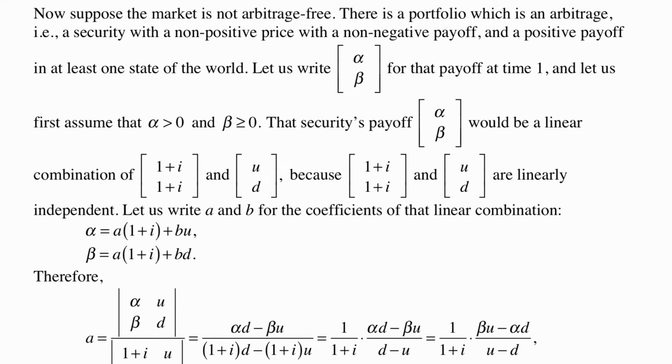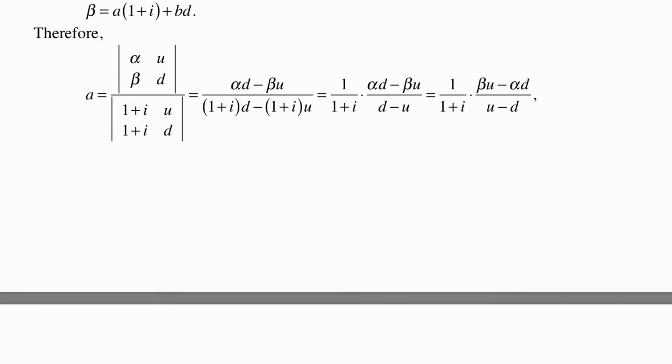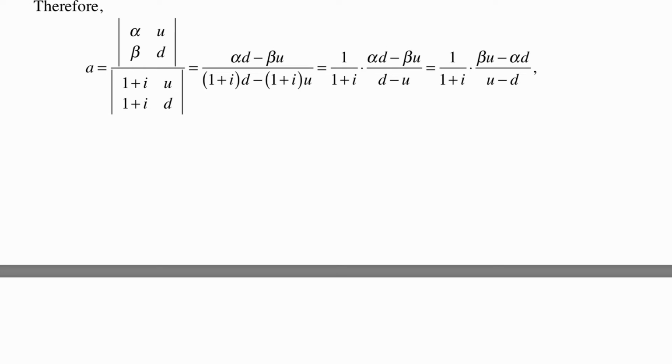The security's payoff alpha, beta would be a linear combination of (1 plus I, 1 plus I) and (u, d), because they are linearly independent, and two vectors form a basis in a two-dimensional vector space. So let us write a and b for the coefficients of that linear combination. And it has to be that alpha is equal to a times 1 plus I plus b times u, and beta is a times 1 plus I plus b times d. And then I use Cramer's rule to solve for alpha and beta, whatever way you do it, solve for alpha and beta.